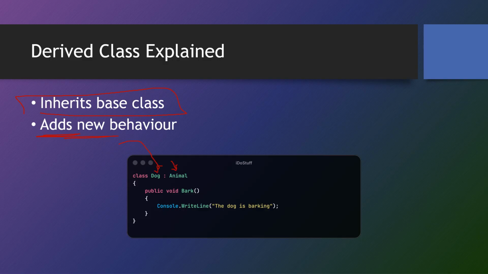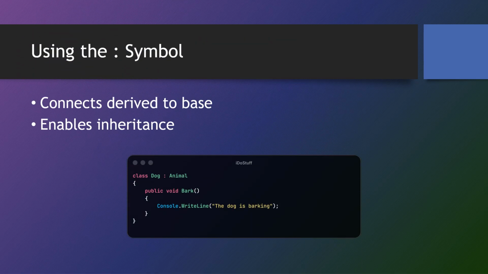The colon symbol in C#. In C#, inheritance is declared using the colon symbol. This tells the compiler, this class is based on that class. Once you do this, the derived class automatically has access to the base class members, depending on access modifiers.